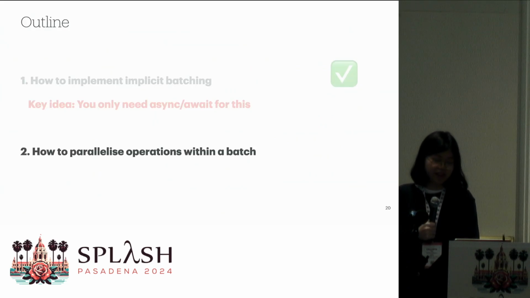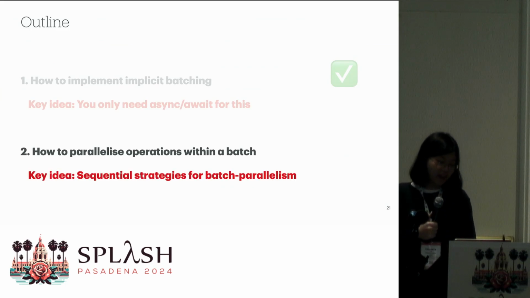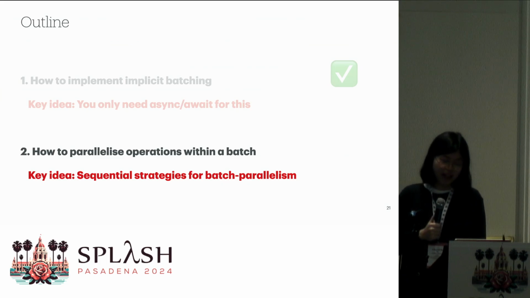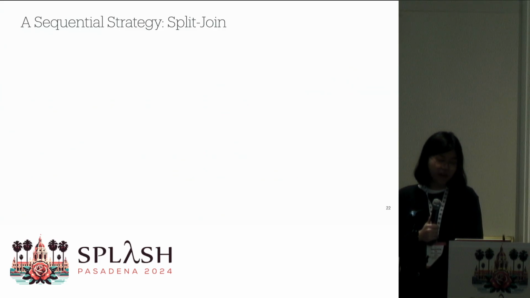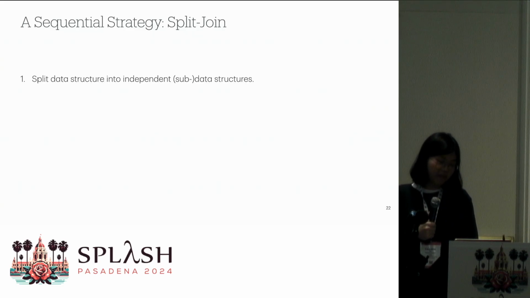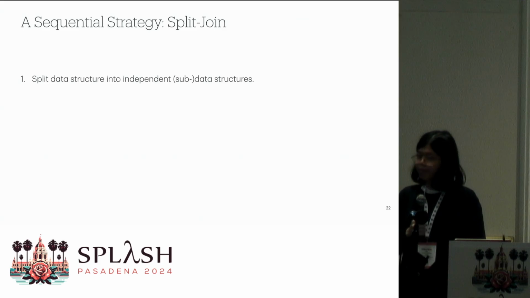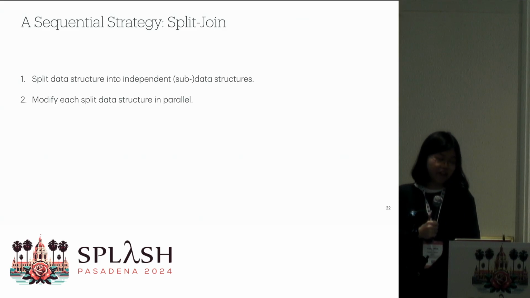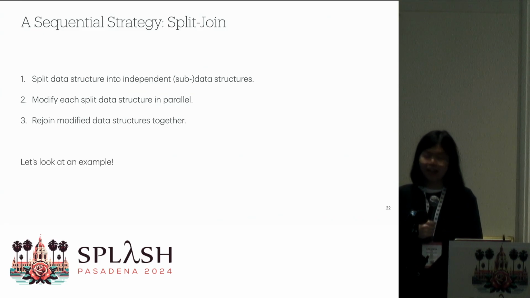And so let's move on to the second question, how to parallelize operations within a batch. And so our key idea here is that there are some sequential strategies that we can use to batch parallelize entire classes of data structures. So let's look at a case study. We call this the split join strategy, and it comes in a few simple steps. One, we split the data structure into independent sub-data structures. Two, we modify each split data structure in parallel. And three, we rejoin the modified data structure together. So let's look at an example of how this might work on an actual data structure.